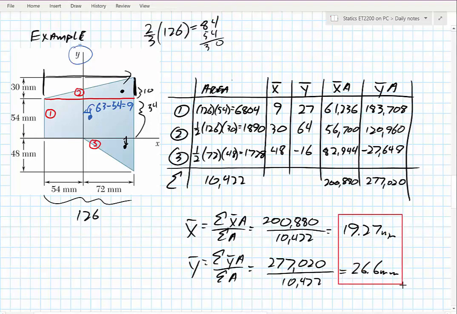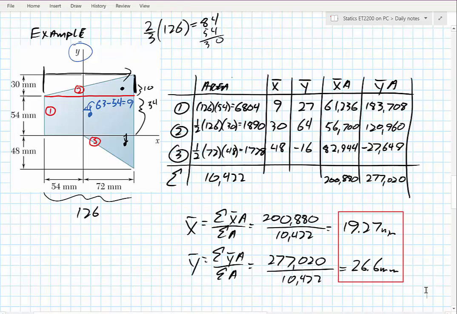The last step would probably be to ask, does that make sense? You go in and say, well, 19 over, and what do I have, 26 up? So yeah, that seems pretty good.